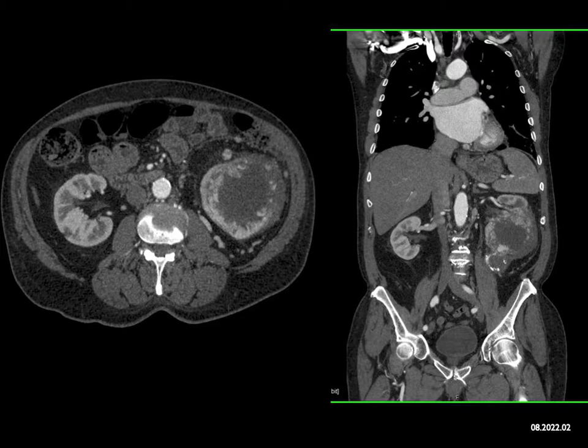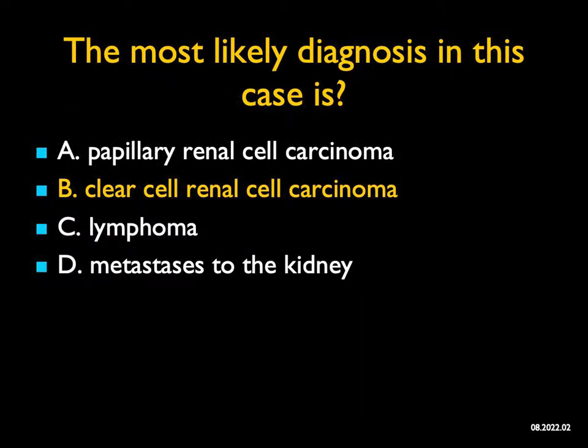Lymphomas tend to be solid. You can have solid masses in the kidney. You often see peri or pararenal extension. It often can be bilateral. It often can be multiple. So this is not the appearance of lymphoma. And mets to the kidney most commonly occur from the contralateral kidney and usually are smaller lesions. So I don't like that as the diagnosis. This was a clear cell renal cell carcinoma.